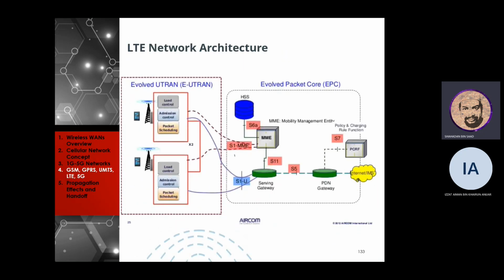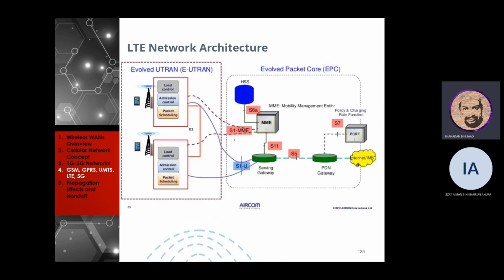Okay, architecture dia lain. Beza kan dengan tadi yang banyak-banyak kan. Alright, so the Evolved UTRAN, E-UTRAN. Alright, so dia ada juga MME, Serving Gateway, PDN Gateway, nampak tak? Sama kan? Ada, masih ada. Alright. Tapi nampak macam sikit lah.